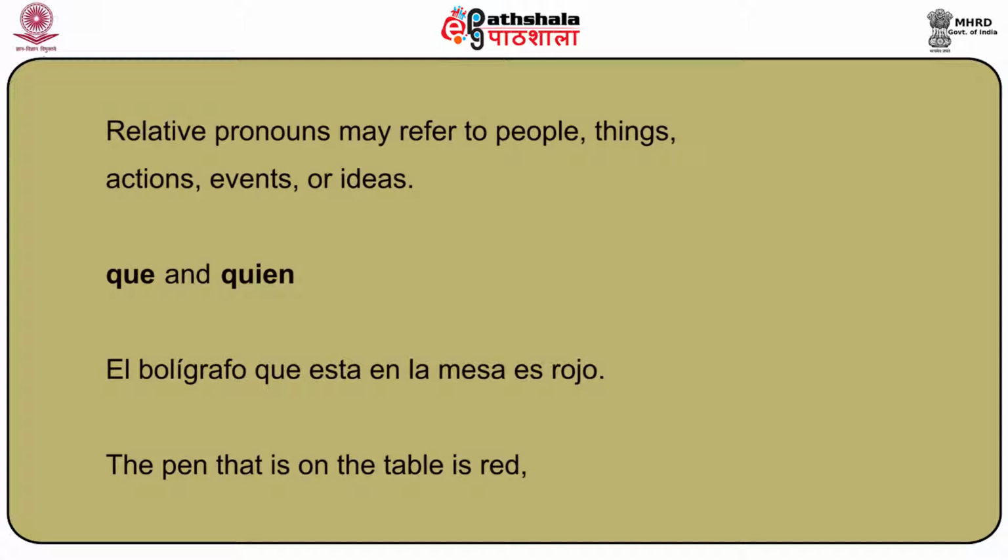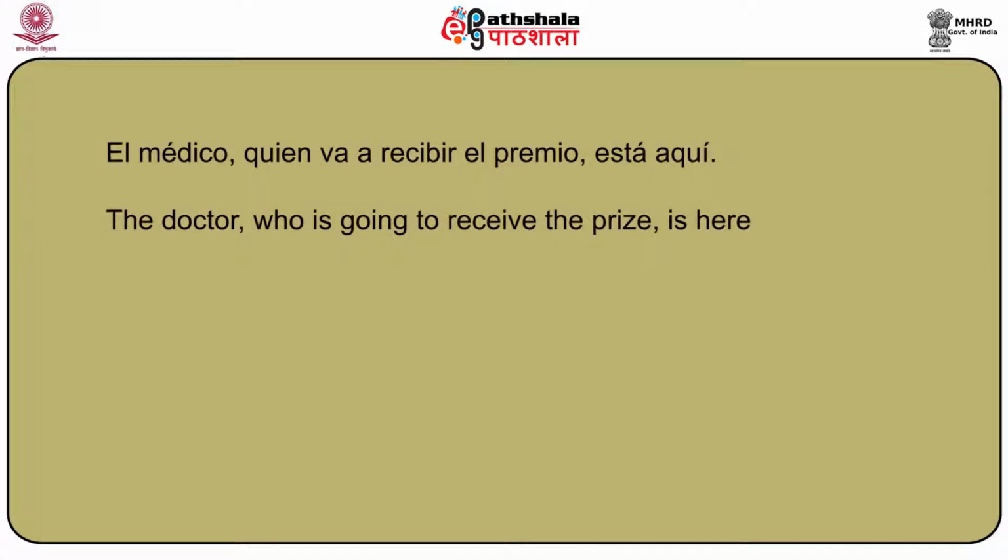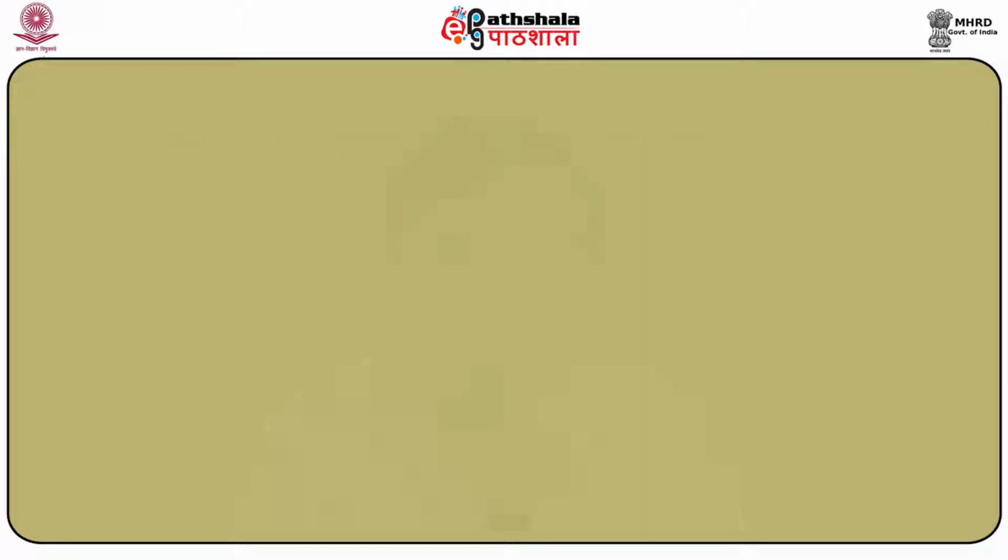El bolígrafo que está en la mesa es rojo. The pen that is on the table is red. Or another example which I would like to talk about is el médico, ¿quién va a recibir el premio está aquí? The doctor, who is going to receive the prize, is here.